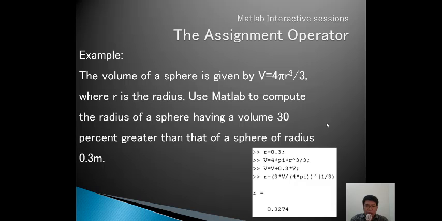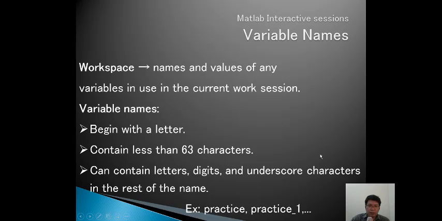The result of the new volume will be used to calculate the new radius based on the original formulation between volume and radius. As you can see on the bottom right, the new r equals 3 times V new divided by 4 pi, to the power of 1/3. So the result will be 0.3274. You should try to do this at home.